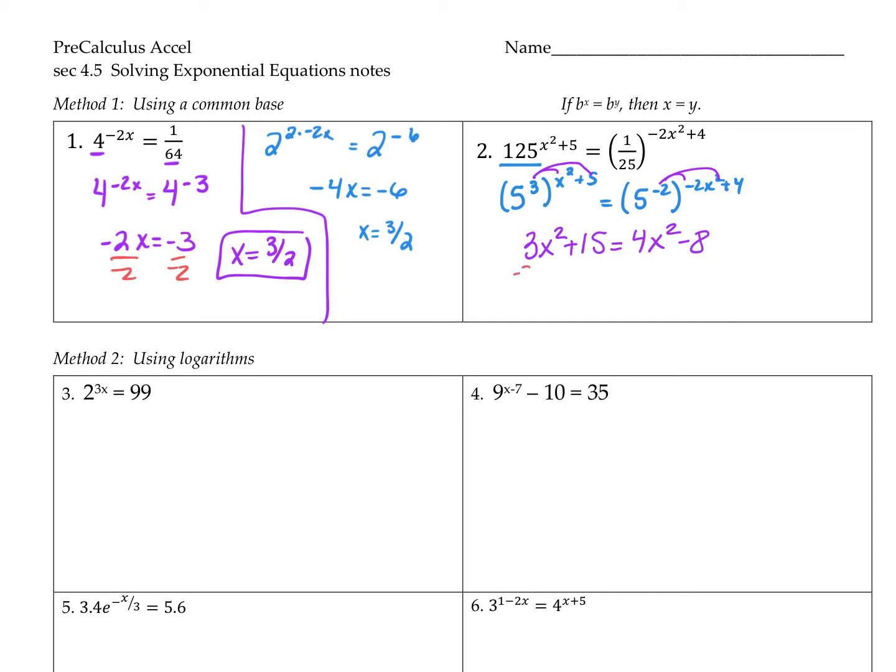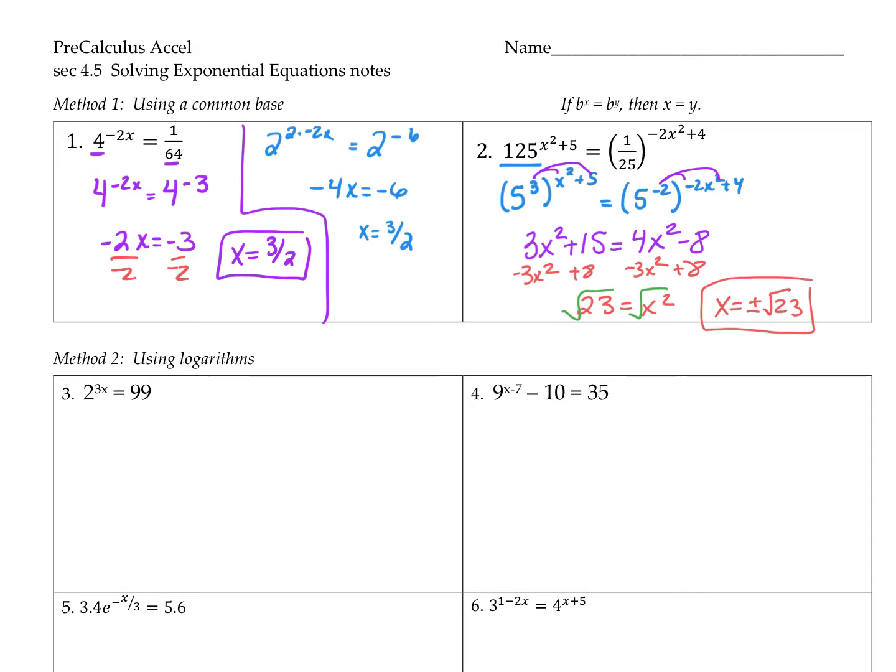So I would move this 3x squared over here. I would move this 8 over here. So I'm going to end up with 23 equals x squared. Well, 23 doesn't square root, so I'm just going to leave it as plus or minus the square root of 23.